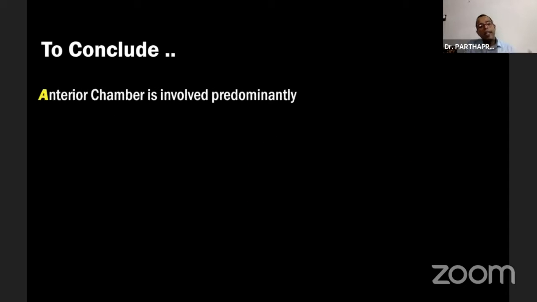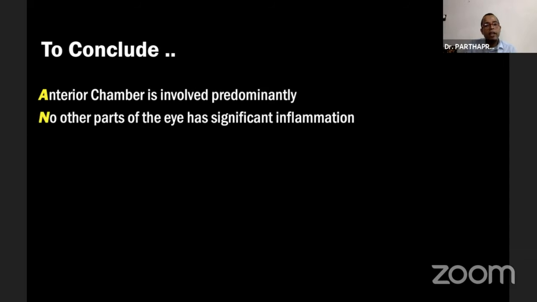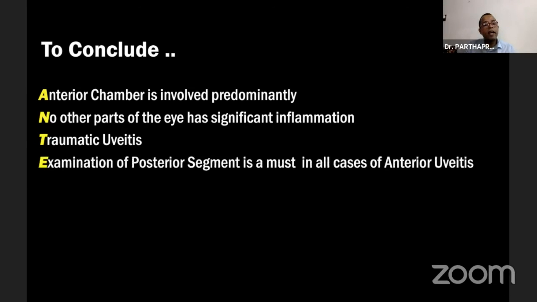I will just conclude the slides with the mnemonic ANTERIOR. Always remember, the anterior chamber is involved predominantly in anterior uveitis. No other parts of the eye have significant inflammation in anterior uveitis. Traumatic uveitis should be kept in mind when you are dealing with anterior uveitis. Careful examination of the posterior segment, especially the retinal periphery, is a must in all cases of anterior uveitis. Rule out Masquerade syndrome, especially at the extremes of age. If you are examining a child or an old patient, try to rule out Masquerade syndrome in them.